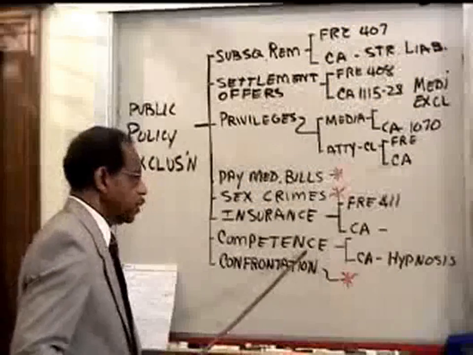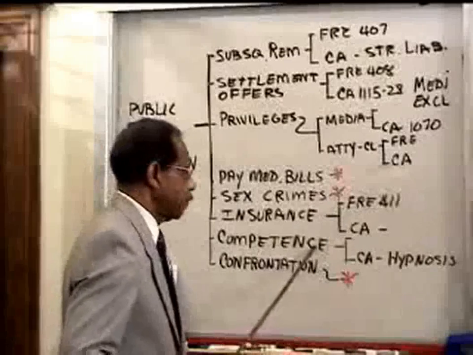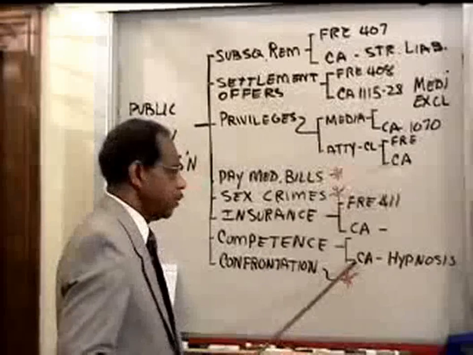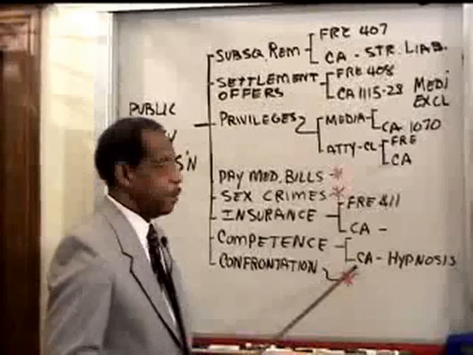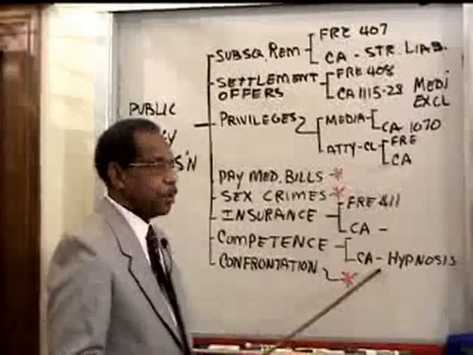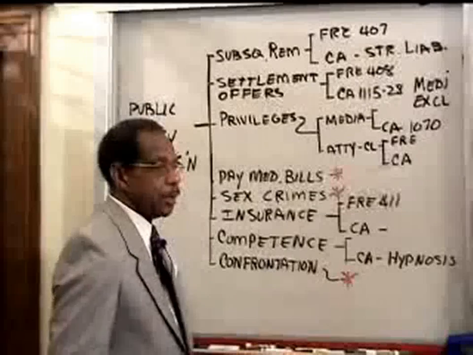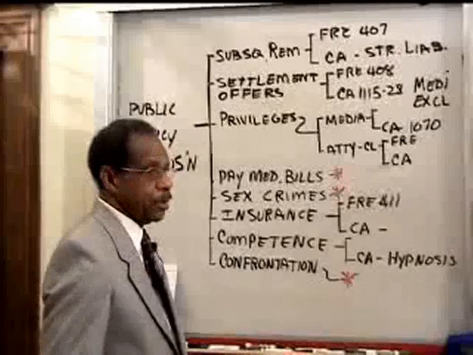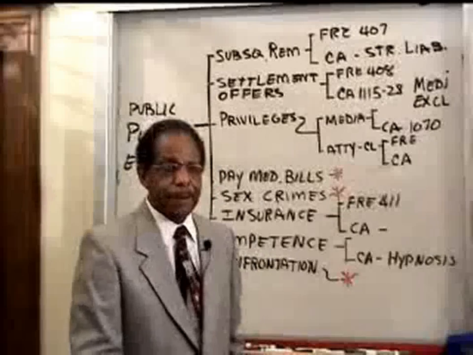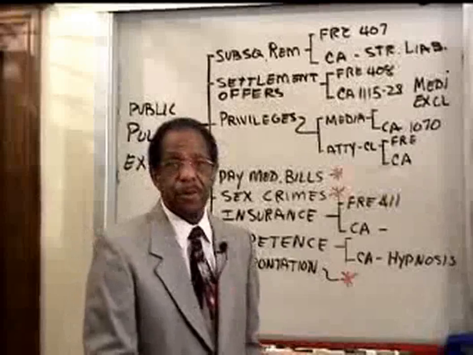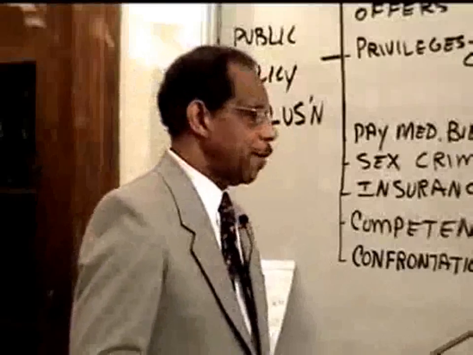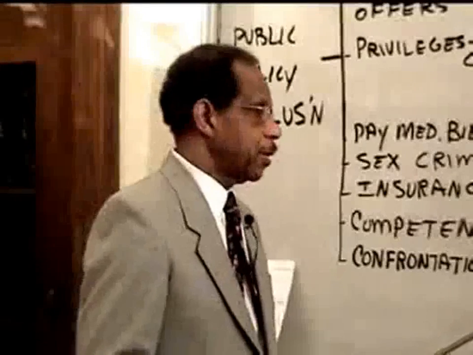Competence. A person needs to be competent in order to testify. The federal rules at 601 say a person needs to be competent. The California rules really are pretty much the same, but there is a specific California rule regarding hypnosis. There is no specific federal rule. The California rules say if someone is going to testify after being hypnotized regarding some matter, their testimony needs to have been pre-recorded before the hypnosis. Otherwise, what they have to say about the matter after being hypnotized regarding that matter is not admissible.